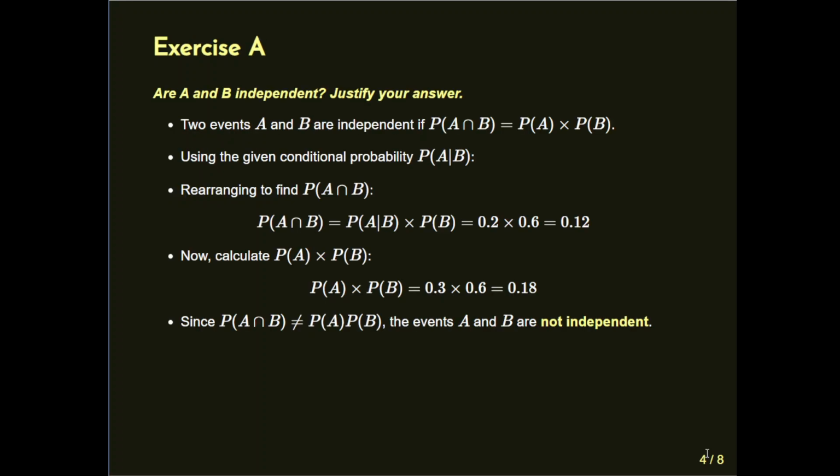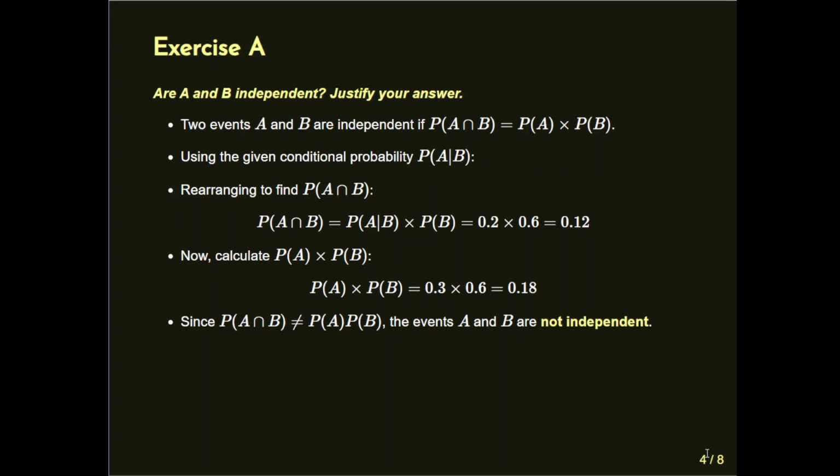So, are A and B independent? Justify your answer. Two events A and B are independent if the probability of A intersection B, or A and B, equals the probability of A times the probability of B. We're going to use the conditional probability value, the probability of A given B, and use the idea of conditional probability to figure out what the probability of A and B is.